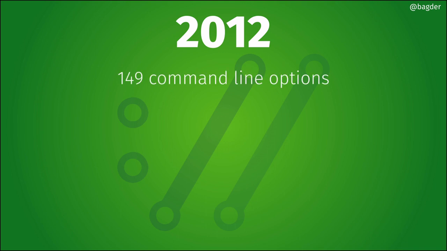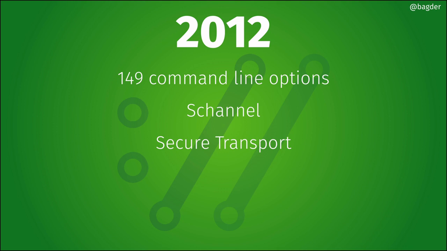In 2012, we were up to 149 command line options. We added support for native TLS backends like S-Channel and Secure Transport. S-Channel for Windows, Secure Transport for Mac, right? So you wouldn't have to use any third-party libraries. You could actually use the system libraries to do TLS, like HTTPS and the other TLS-based protocols.